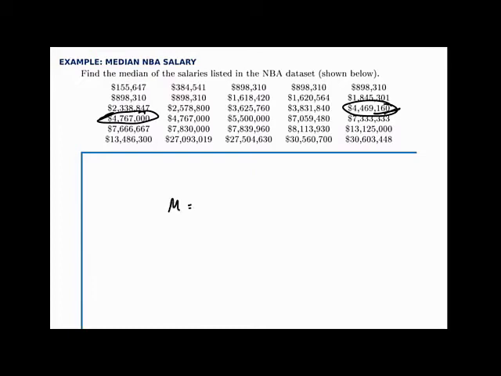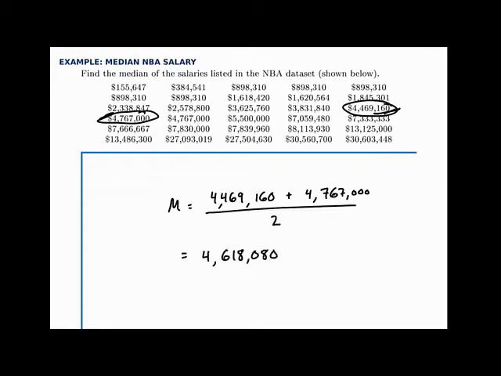So the median will be halfway between 4,469,160 and 4,767,000. So if we add those together and divide by 2, what we get is 4,618,080, and that's the median. Half of the players make less than 4,618,000, half of the players make more. So that's the middle data point, and it's a good measure of the center.